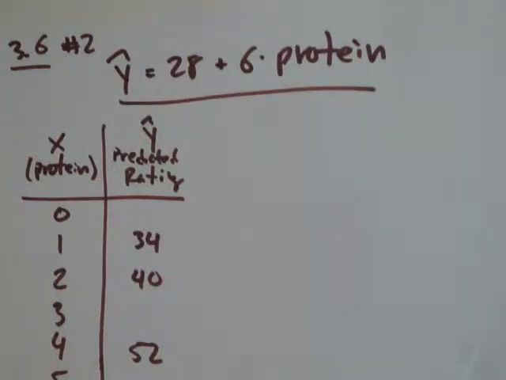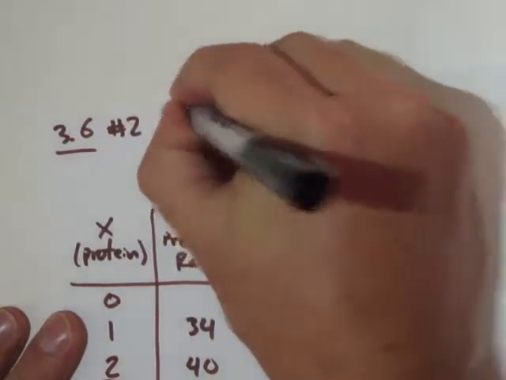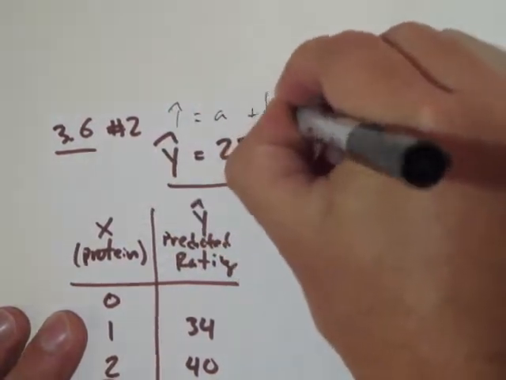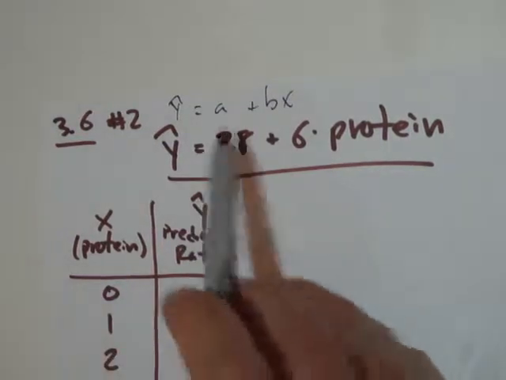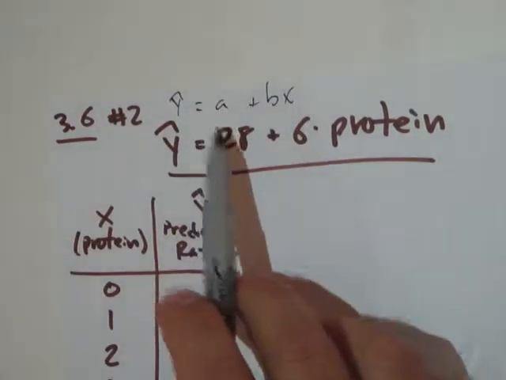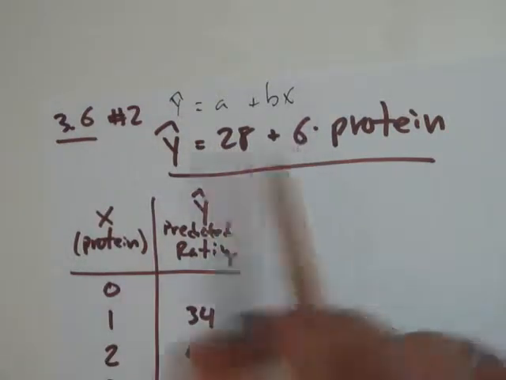Okay, so here's the equation of the line. Remember how this works. This is like y hat equals a plus bx. So we're going to investigate how these two numbers work for us, the 28 and the 6, the a and the b, the y-intercept and the slope.